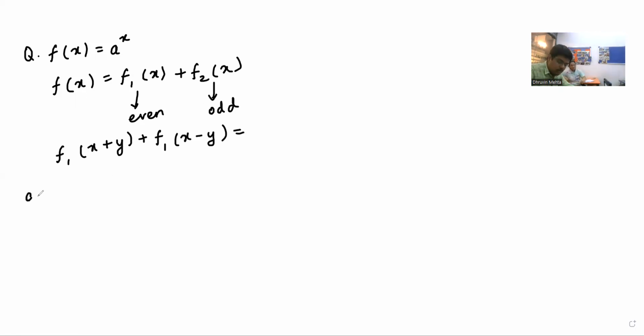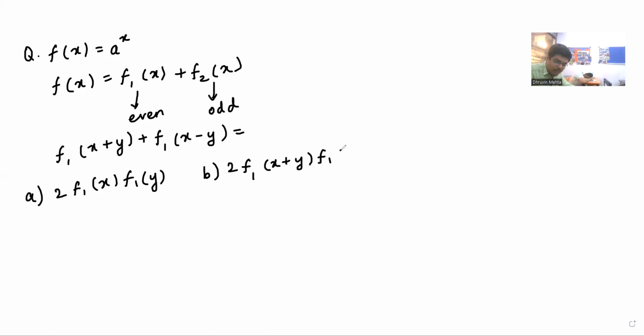Look at the options. 2 f1 x into f1 y, and b is 2 f1 x plus y into f1 x f2 y.